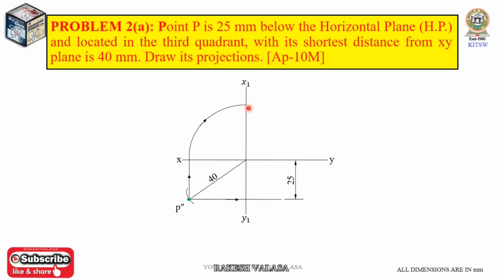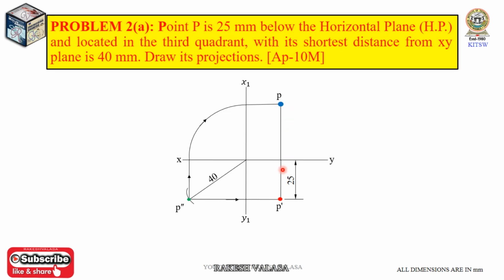Just extend here. This is P dash, the front view. Next draw the vertical projector and also draw the horizontal projector. From this point you can get one intersection point, that is the top view point. You can carefully observe this. In the third quadrant, the front view is below XY and the top view is above XY.